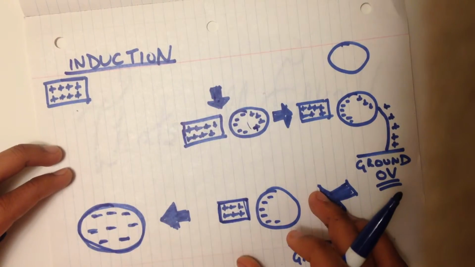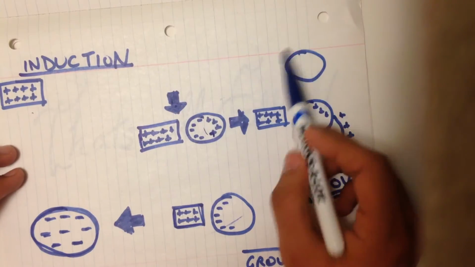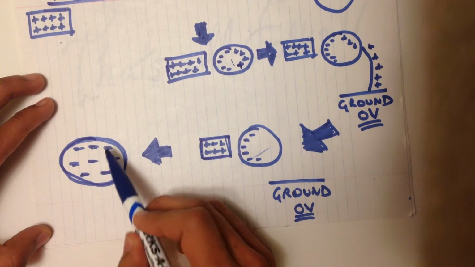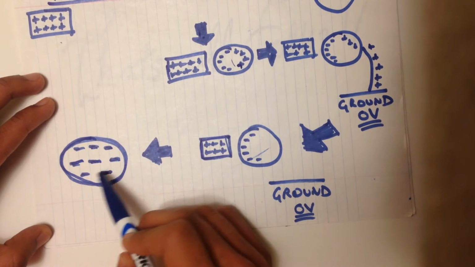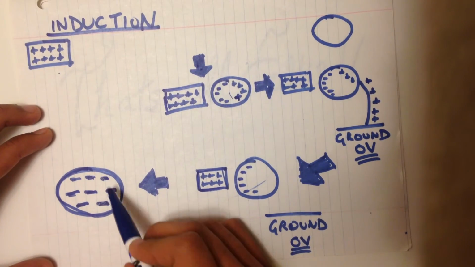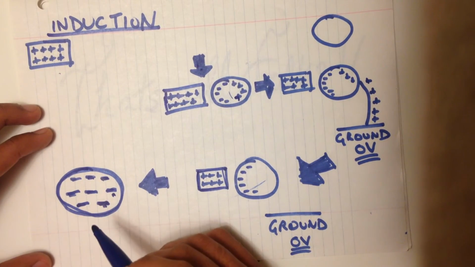So to cover up the whole process, we started with a charged object and a neutral object, and we ended up with another charged object of a different polarity. Therefore, we were able to induce charge into the neutral object, hence the name charging by induction.